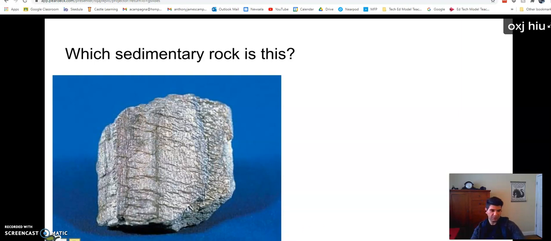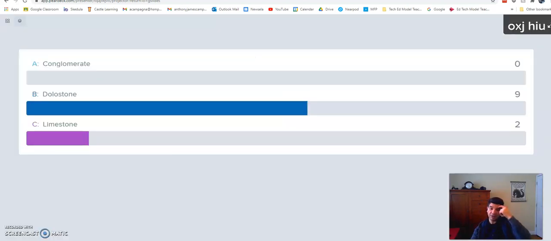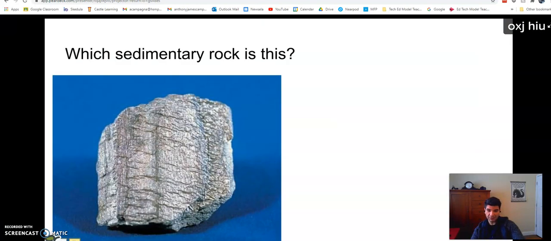So let's take a look at what people were thinking. Many people said dolostone. Some people said limestone. And to be honest with you, I could see this being limestone. I could. But this one is dolostone. Very similar in composition. Now, one thing that you could do to tell the difference between the two is splash a little bit of hydrochloric acid on it. You know, like we always have around.